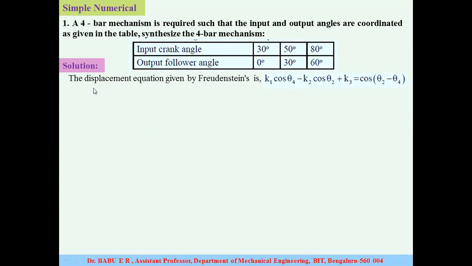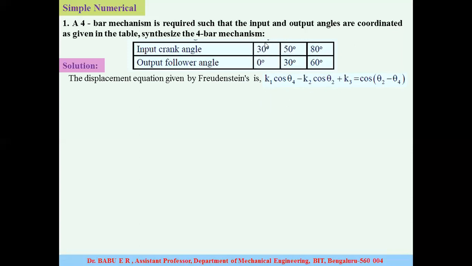Generally we know the displacement equation given by Freudenstein for the 4-bar mechanism, which I already derived in the previous session. It is given as k1 cos theta 4 minus k2 cos theta 2 plus k3 equals cos of theta 2 minus theta 4. Now we have to substitute for the first, second and third position the corresponding input and output follower angle.